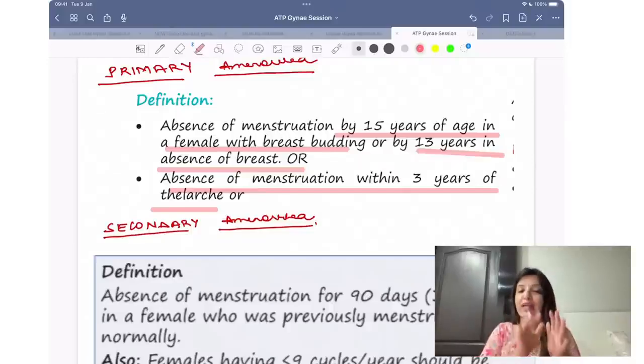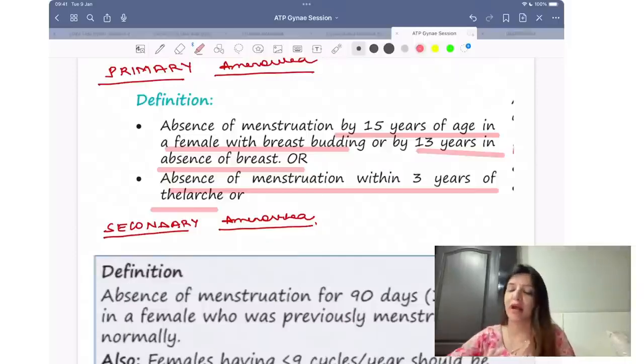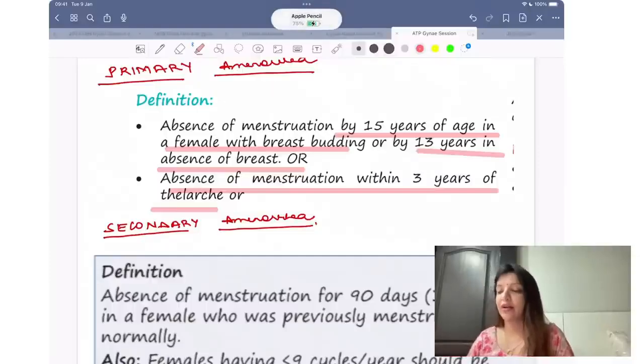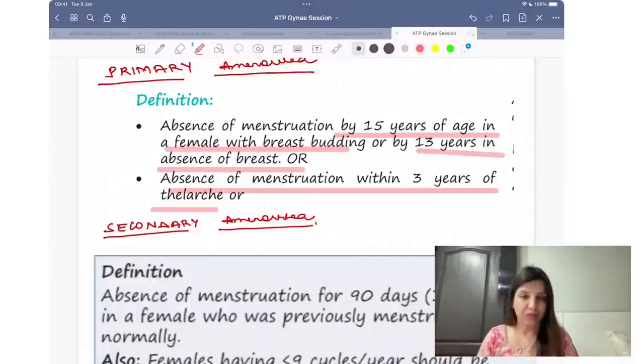So once breast appears, within 2 years she should be having menarche. Now I am saying 3 years have passed. Breast development has happened, but the patient did not have any menarche. That is also primary amenorrhea. Both these definitions are very, very important, right?